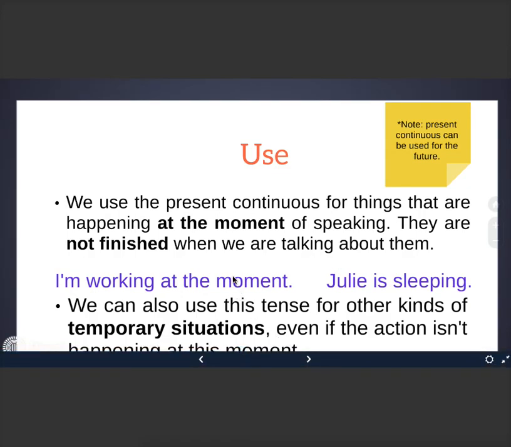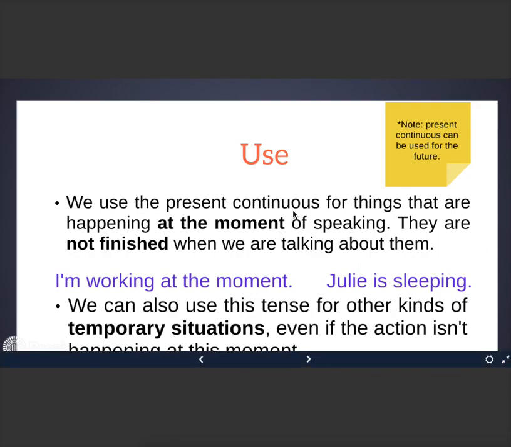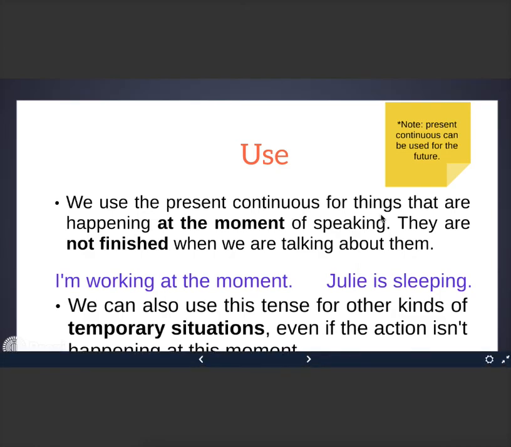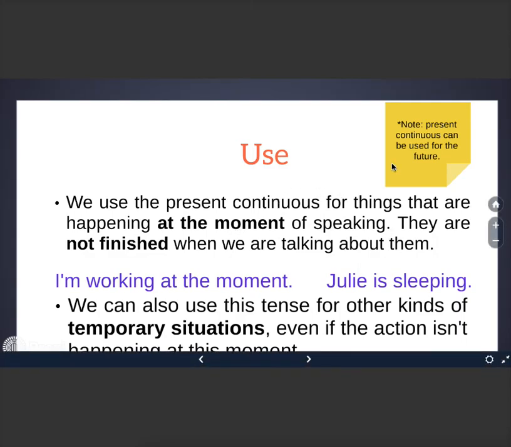Look at this, guys. Use number 1. Take notes if necessary. We use present continuous to talk about things that are happening at the moment. Things that are happening right now in the moment of speaking, and those things are not finished when we are talking about them. So, son cosas que están pasando justo ahora y que no se han acabado mientras hablamos de ellas. Ahí está la primera diferencia con el presente simple.